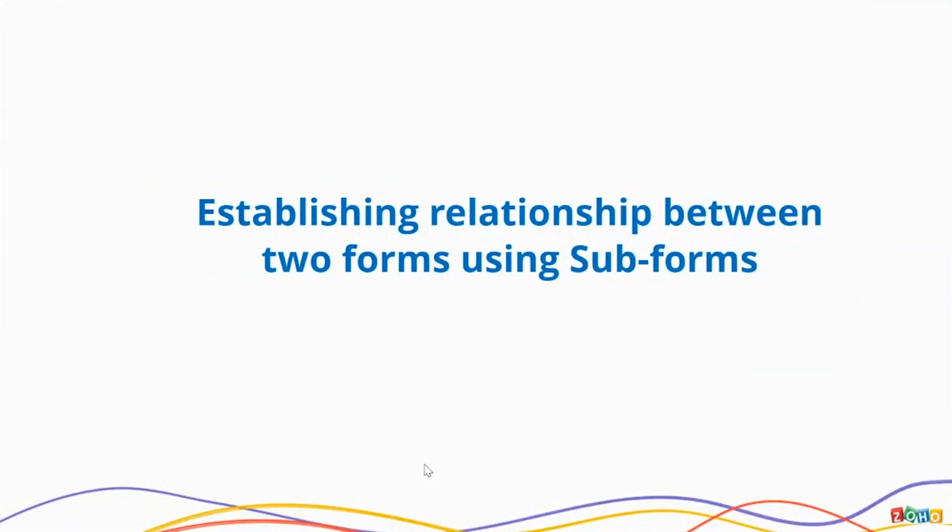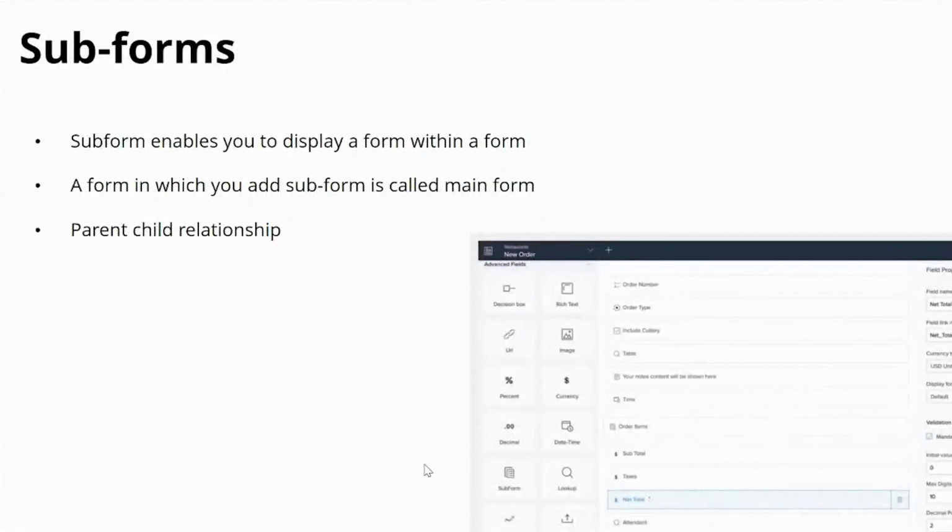So coming to the next concept, we've been discussing how we could establish the relationship between two forms using lookup. The next concept is how we can achieve the same using a subform. And what is a subform? A subform is nothing but a form within a form, the existence of a form within a form. A form in which you add the subform is called the main form. And here you can see the parent-child relationship.